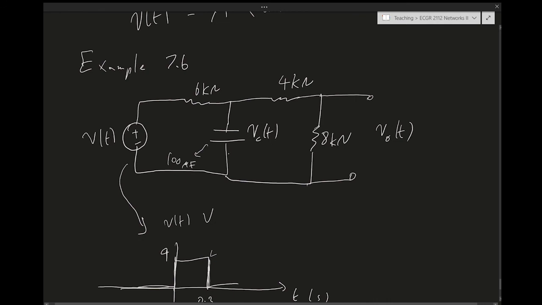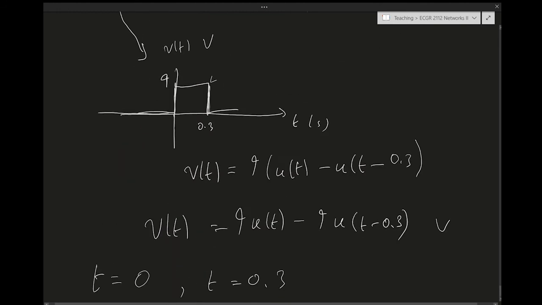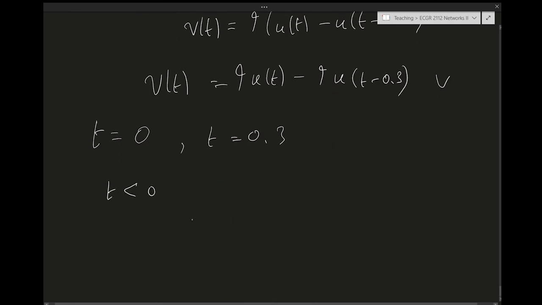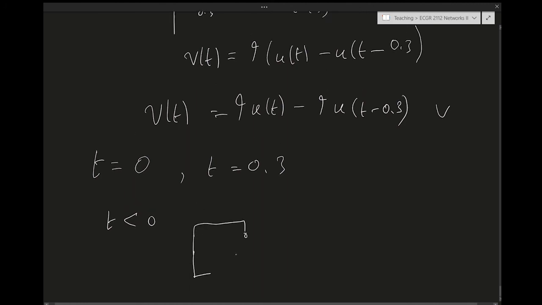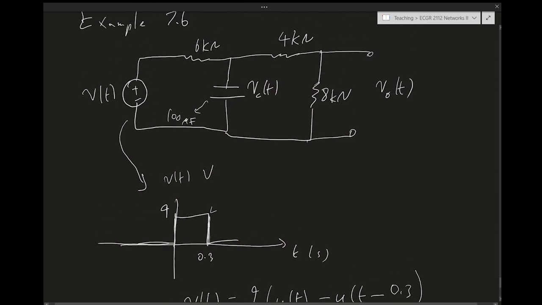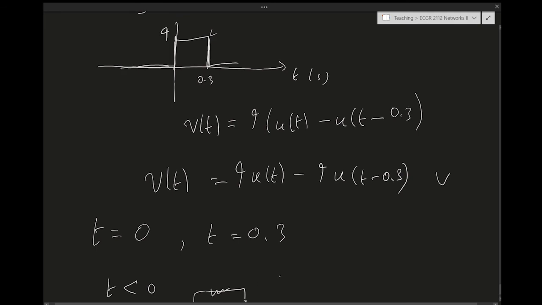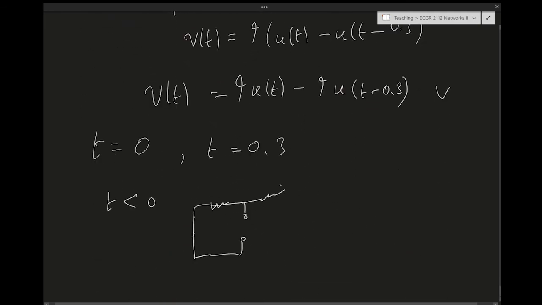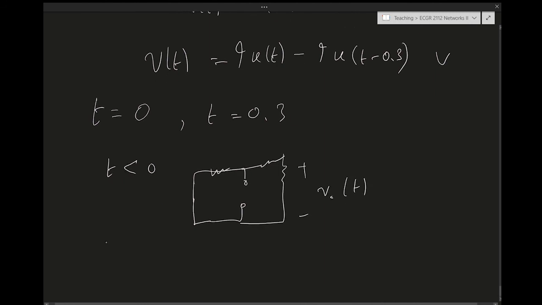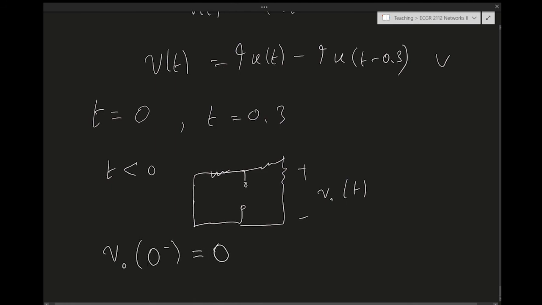Because the circuit was already at steady state, the capacitor is going to act as an open circuit. So for t less than 0, the circuit is going to look like this. We have a voltage of 0 represented by a short circuit. The capacitor is an open circuit, and then there's a resistor here, and there's a resistor here. So really, there's no source, so the output voltage is 0. So vO of 0 minus is 0.